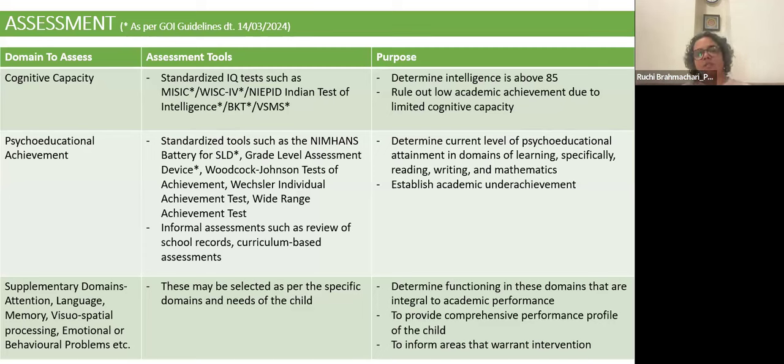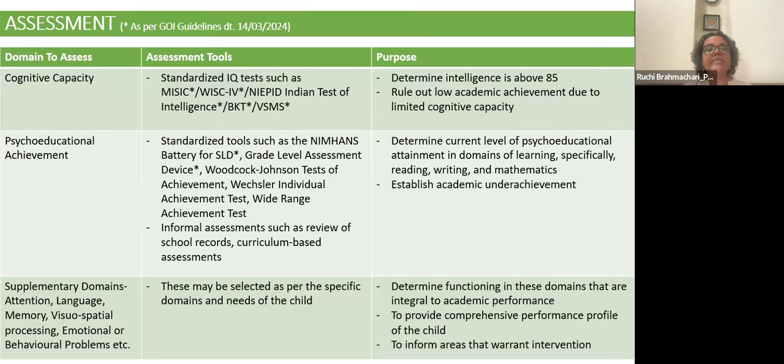And then there are supplementary domains. A major part of the psychologist's job is to rule out that this academic underachievement is because of the child's inability to focus in class, because the child is emotionally or behaviorally disturbed for various reasons, because memory is an issue, etc. Because these are all underlying processes that can still manifest as academic underachievement.